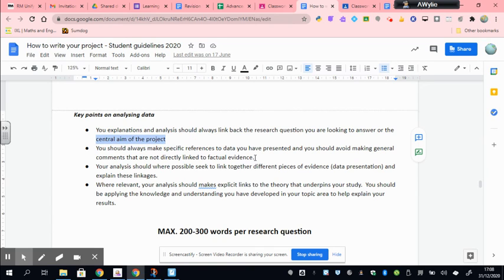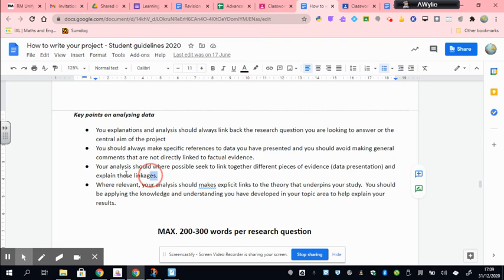Write it. Second point, always make specific references to the data that you've presented. So quote some key bits of data. Don't overanalyze your data. Just give me the highlights of your data. Refer to specific bits that are anomalies that don't fit the general pattern, or maybe the highest result or the lowest result. You should avoid making general comments that you cannot link back to factual evidence. So you will want to say that the median result on figure 6 was this, but you can see at site 7 the data was 23.7, which was substantially different, and the reason for that was. That's the kind of way you want to be writing.